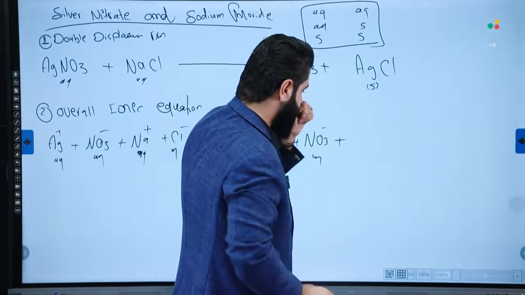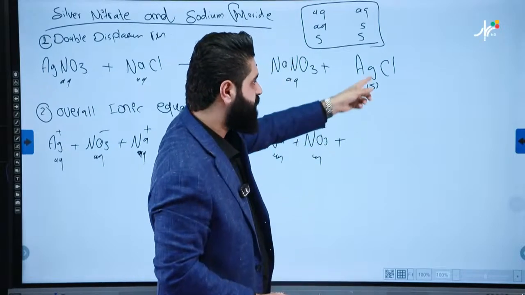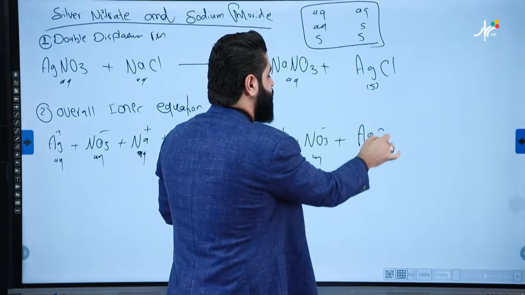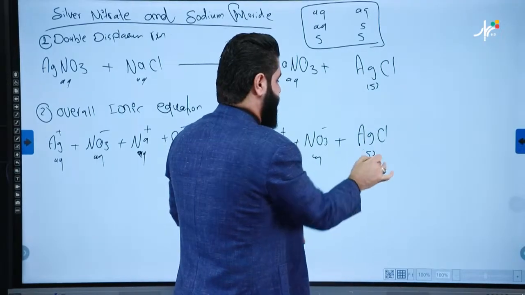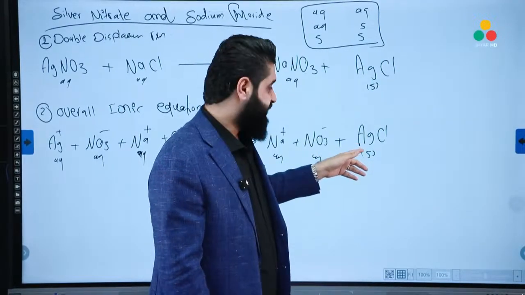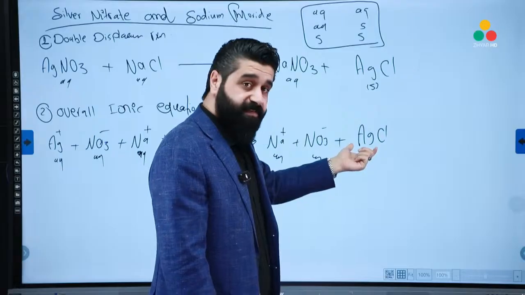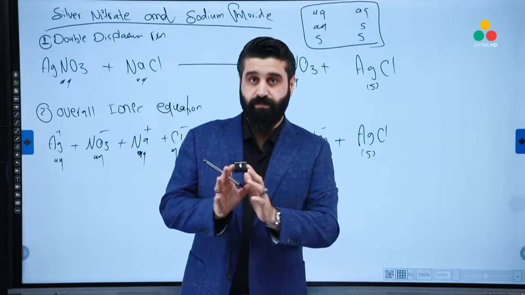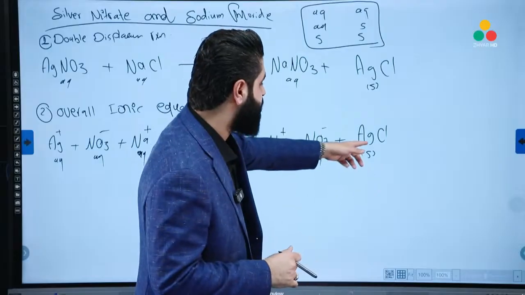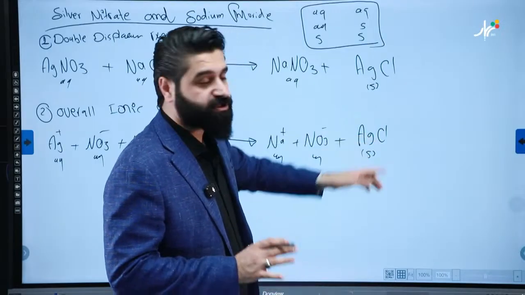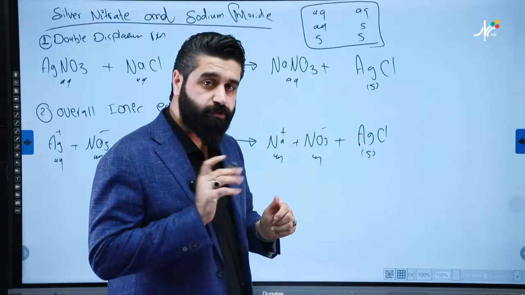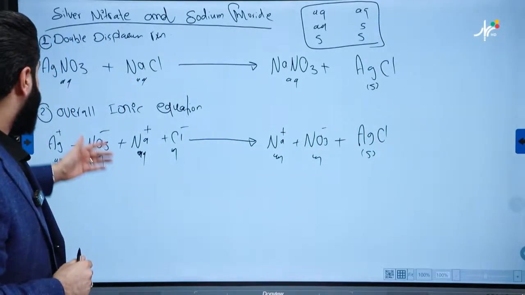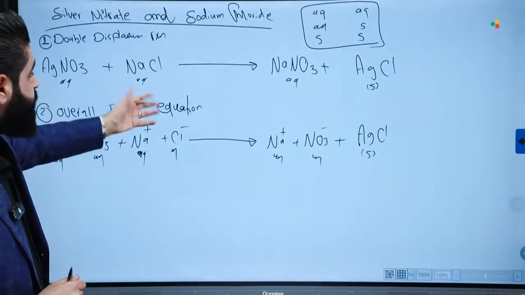How about AgCl? Since it's a solid compound, the attraction is very strong, so it will stay as it is: AgCl solid. Because it's a solid substance, you don't have to split it. You don't have to separate the ions in the solid, because the attraction between the ions is very strong. Water's attraction cannot overcome the attraction between the ions. This is called the overall ionic equation.